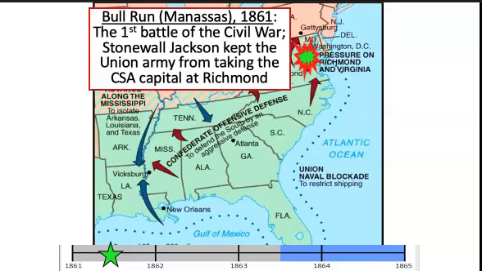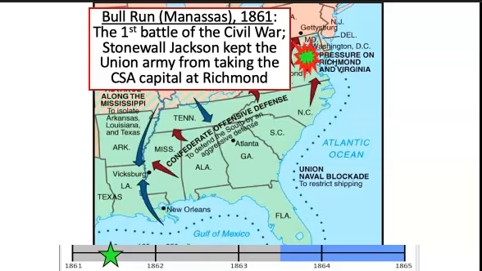Stonewall Jackson. He gets his nickname Stonewall at this battle, and he keeps the Union Army from taking the Confederate capital at Richmond. Now, the reason why this battle has two names is that the North named battles after the nearest river. The nearest river was called Bull Run Creek, which ran through the middle of the battlefield, where the Confederacy would name the battles after the nearest town, and the nearest town was Manassas, Virginia, which was very close.